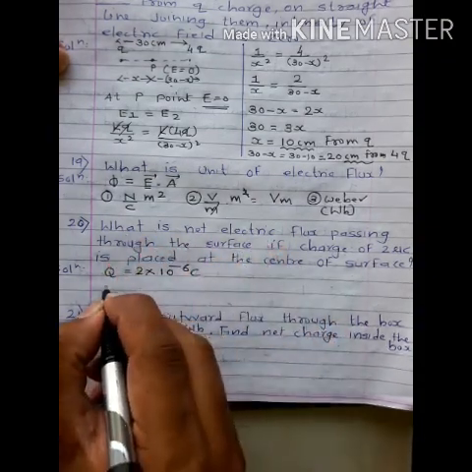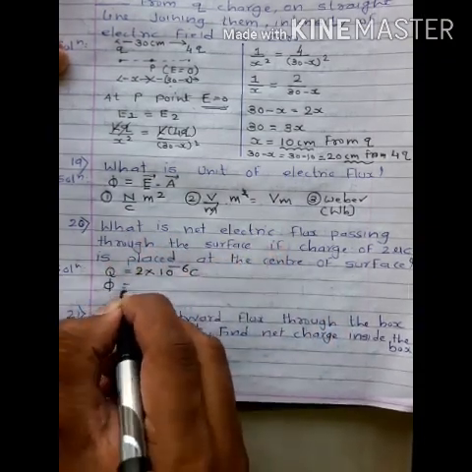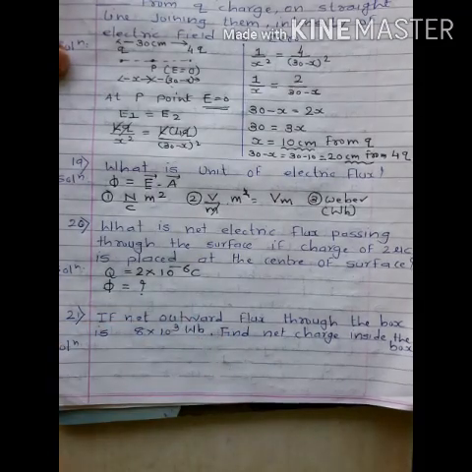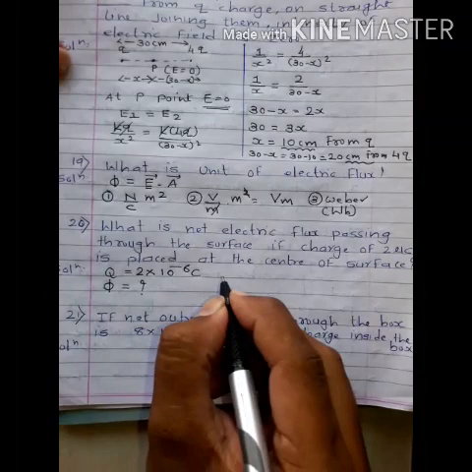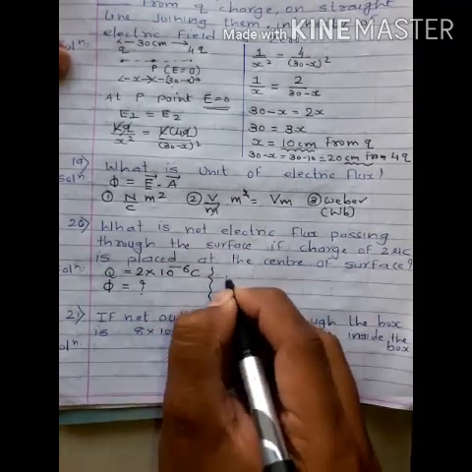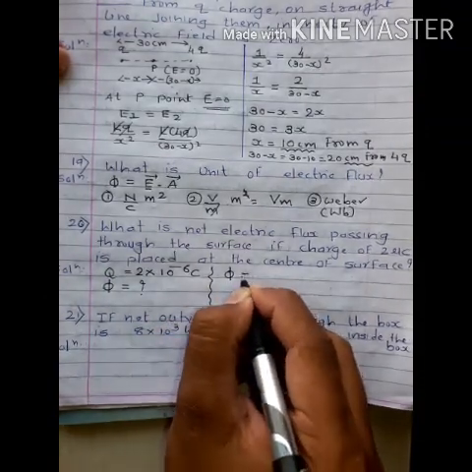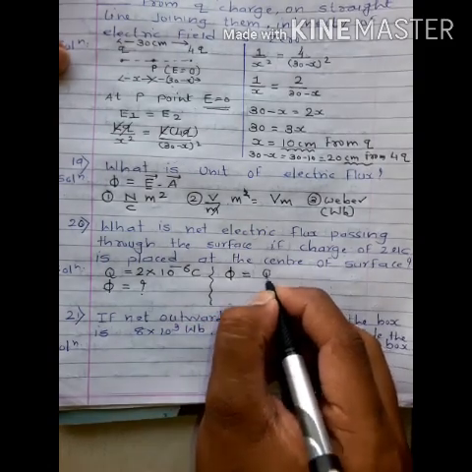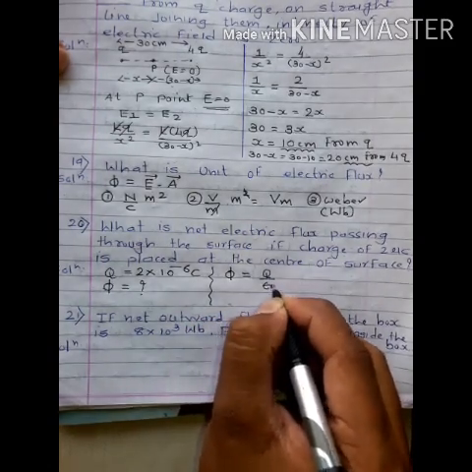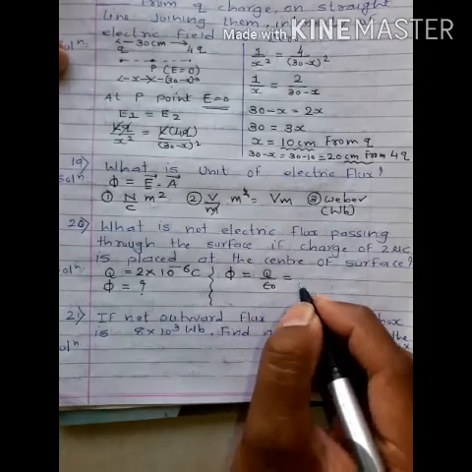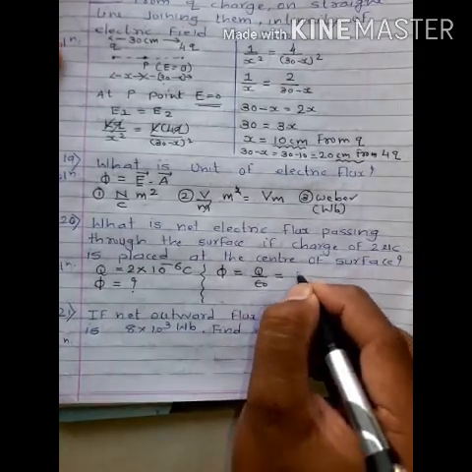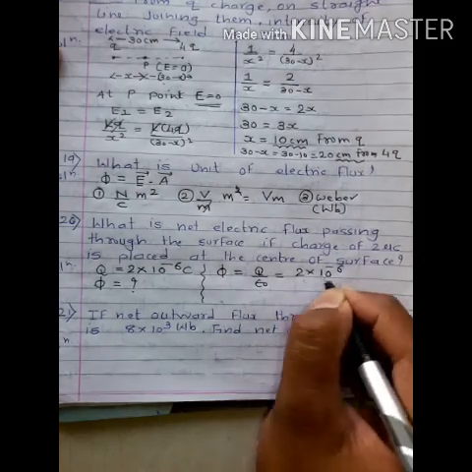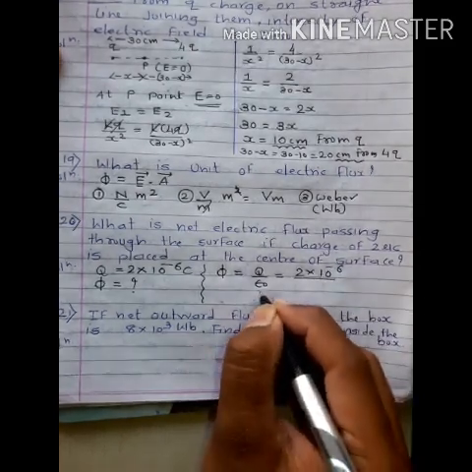What is the net electric flux? So here we want the value of phi. Electric flux is denoted by phi. Clear? Now here we use Gauss law to find electric flux. We have the standard equation phi is equal to q upon epsilon 0. Now substitute the value of q. q means electric charge, 2 into 10 raised to minus 6 divided by epsilon 0.